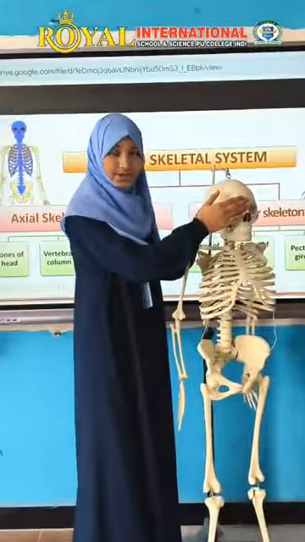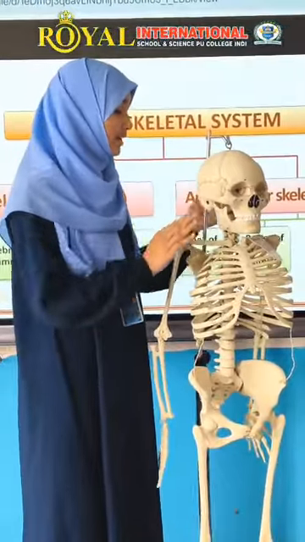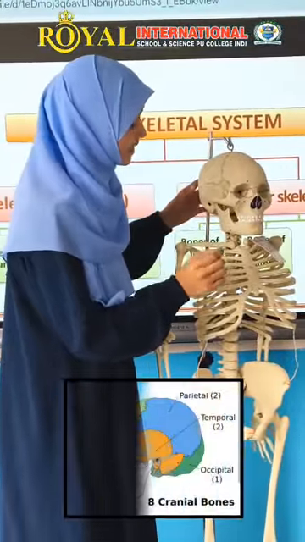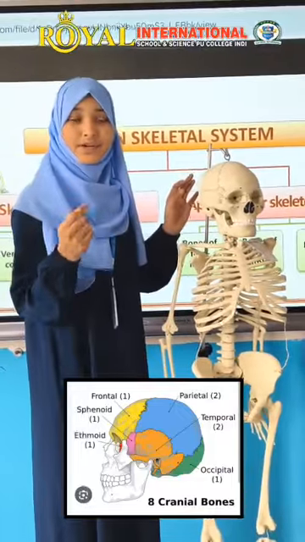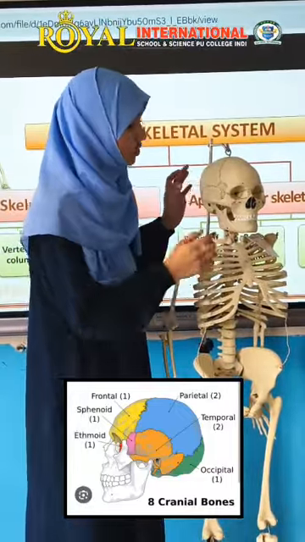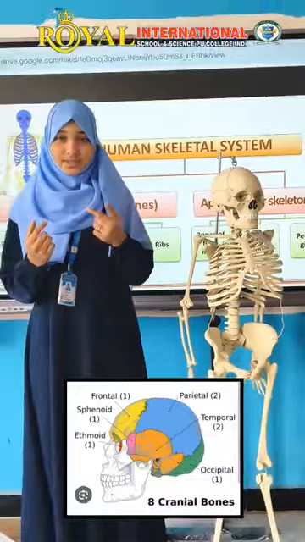Cranial bones are of 8 types. They are 1 frontal, 2 parietal, 2 temporal and 1 occipital, and sphenoid bone which is present at the back side of eye, and ethmoid bone which is present at the downside of eye.